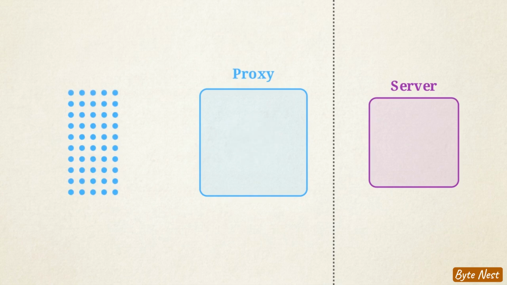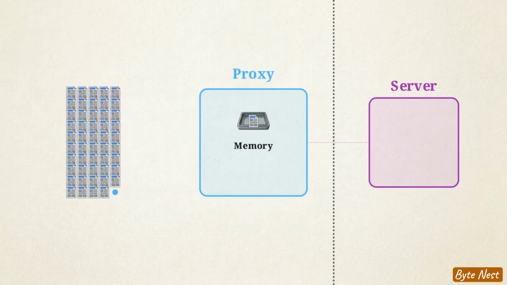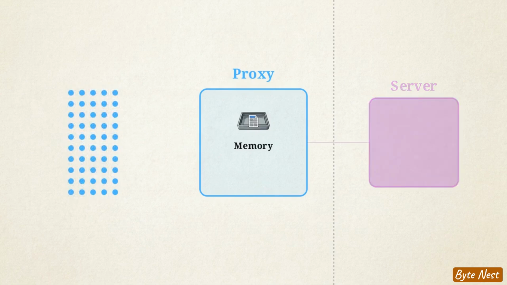The third task is caching. If 50 people in an office all visit the same news website, the proxy doesn't fetch the site 50 times. It downloads the page once, stores a local copy in its memory, and simply hands it right back to the other 49 people instantly, saving the network a massive amount of bandwidth.